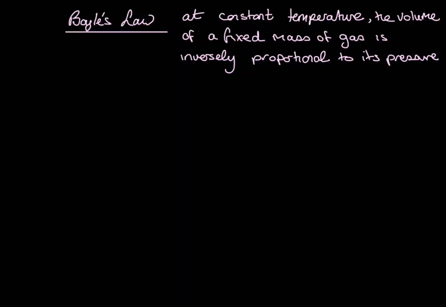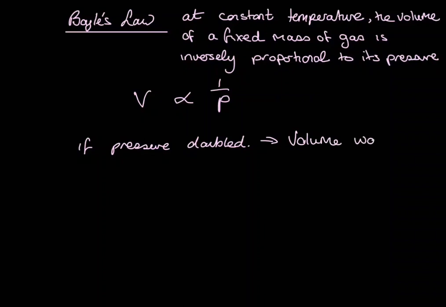So that means that there's some relationship between volume and pressure, and they're inversely proportional, so that means the one goes above the P. So what does this mean? This means that if in a system, if the pressure doubled, okay, so I'm increasing the pressure here, the volume would half.